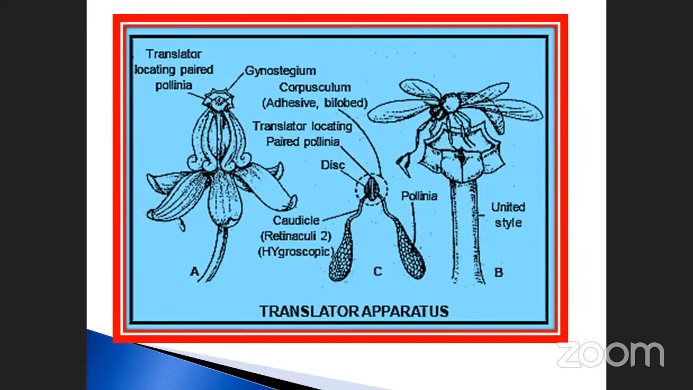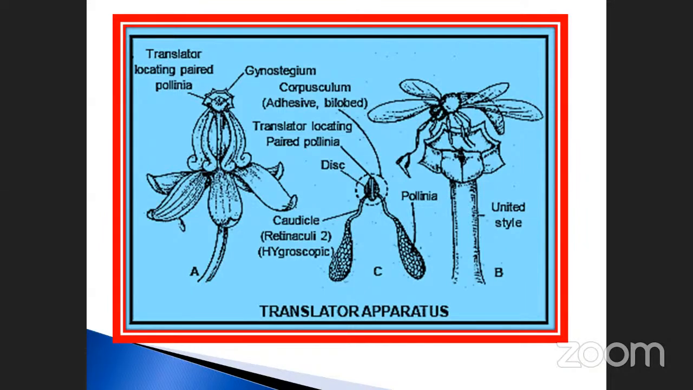See here, this area. This is called pollinium. Sorry, pollinia, and this is the structure of pollinia. Here, the upper part is one side, and this is another pollinium. Both are united with a disc-like structure here.